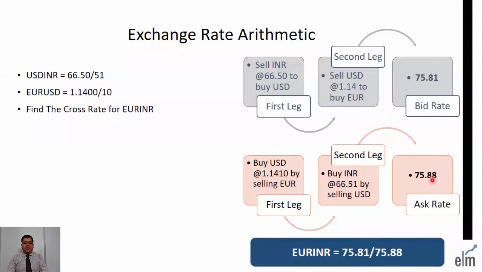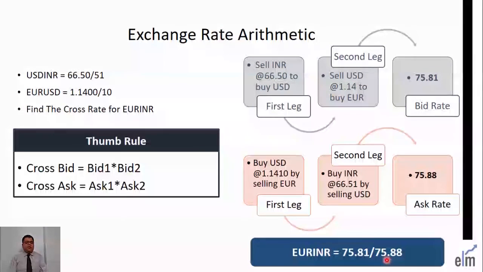We can multiply and we can come to 75.88. So the quote for Euro INR comes to 75.81, 75.88. So the market maker would be quoting a bid rate of 75.81 and an offer rate of 75.88. Hope that is clear. To simplify the matters, we have a thumb rule.